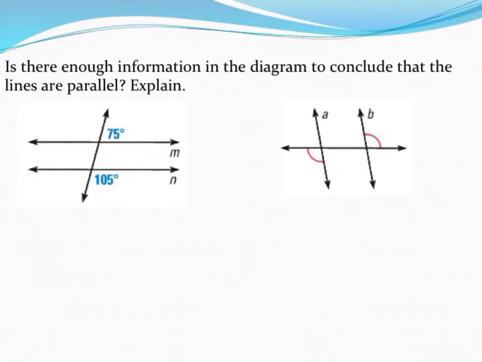So let's try to prove that these two lines M and N are parallel to each other. I can see the transversal comes through, and the first thing I notice is that the angles they've given me don't match up to any of the angle pair names we have, like consecutive interior or alternate exterior. So at first I may not think there's enough information to prove they're parallel. But what I can do is, using vertical angles, I can tell that this angle is 105 degrees and that angle is 75 degrees because vertical angles are congruent.